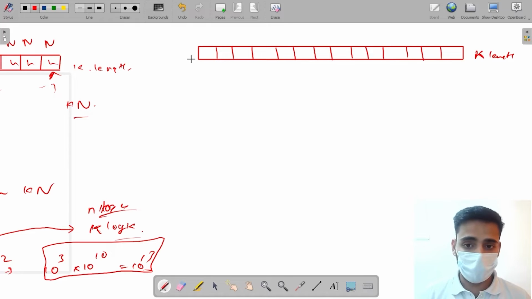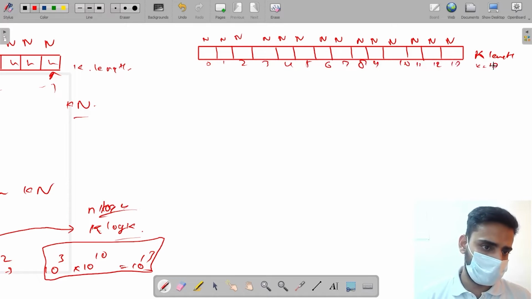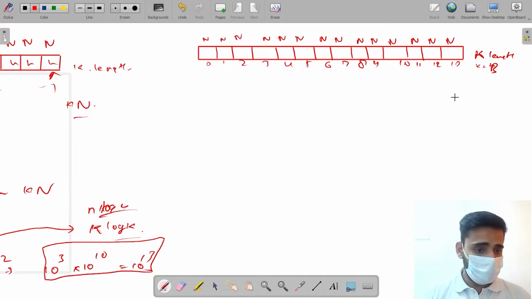Okay, again the same scenario. It has length n and gain n. So for elaborating it more clearly, I'm taking the value of k as 11. The array is 0 1 2 3 4 5 6 7 8 9 10 11 12 13. Okay, this is done. So what we are going to do, we are going to break this array into two parts.